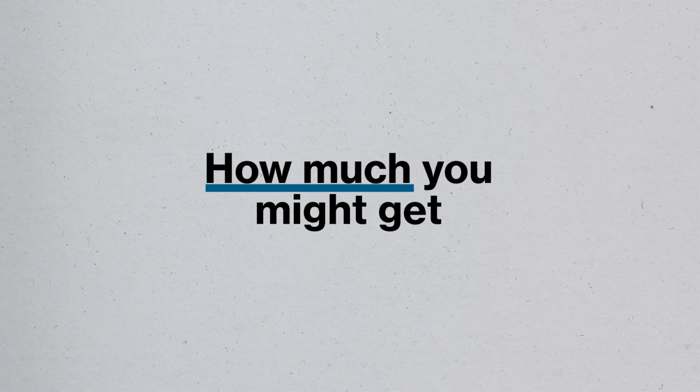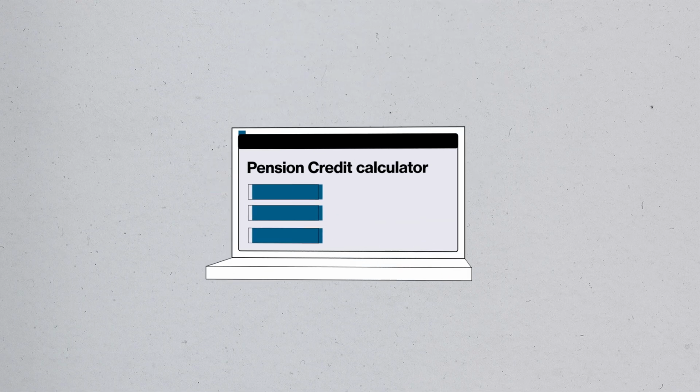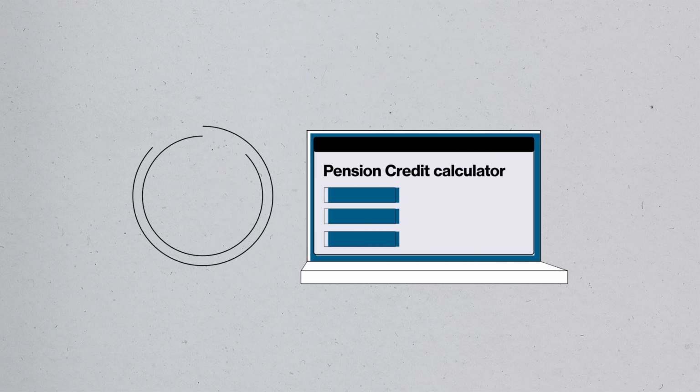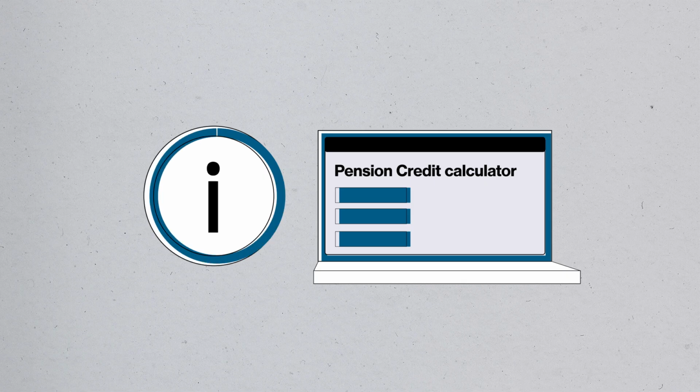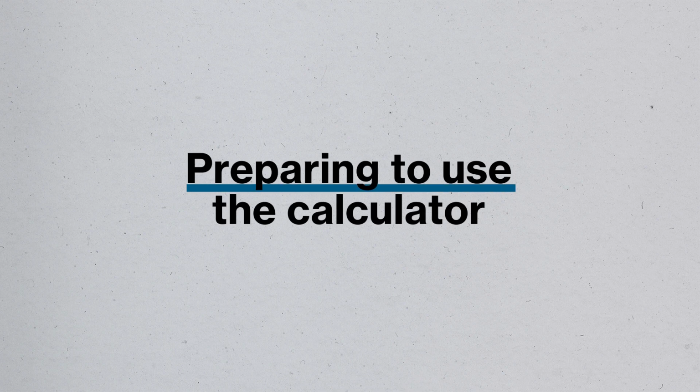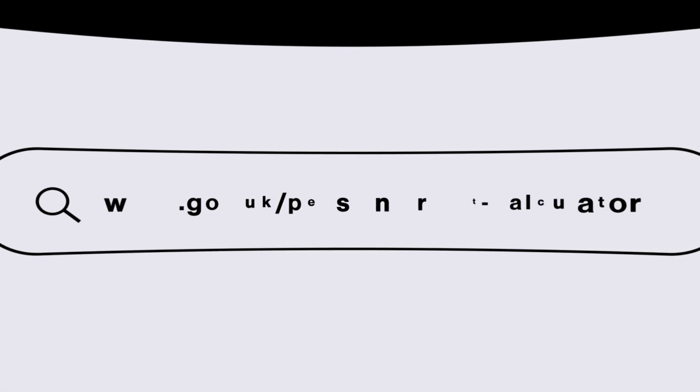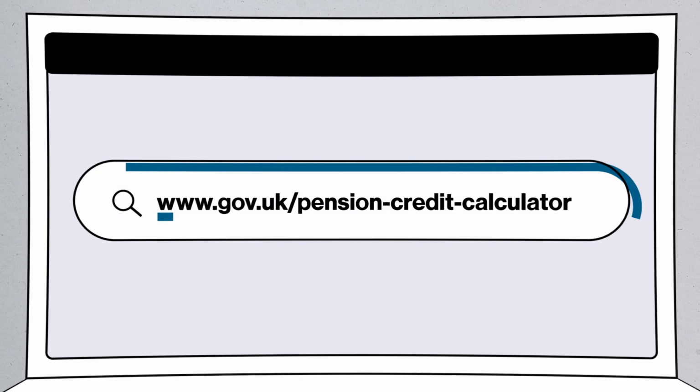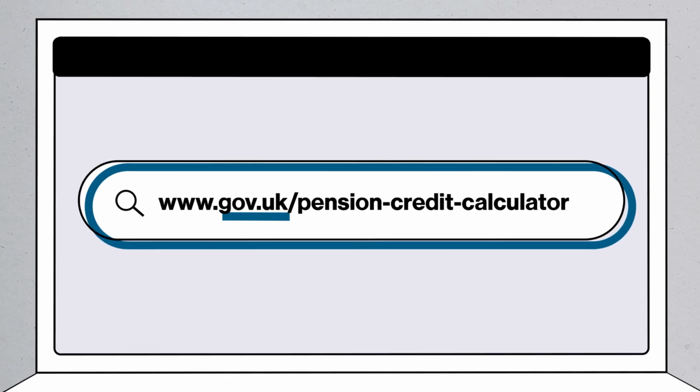This video will give you a step-by-step walkthrough of how to use the online pension credit calculator, which works out if you are eligible and gives you an estimate of what you could be entitled to. Preparing to use the calculator. You can find the pension credit calculator by typing www.gov.uk/pension-credit-calculator in your internet browser.